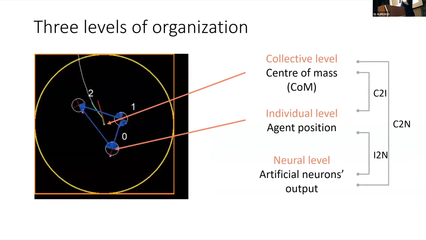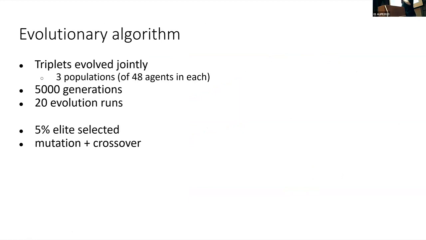But anyway, based on this simple model, we can quite well define the collective behavior. We can take the center of mass as the collective measure, the agents' positions as the individual level measure, and the neural activation as the neural level measure. Okay. We run the evolution with triplets. They evolved together for 5,000 generations over 20 simulation runs.